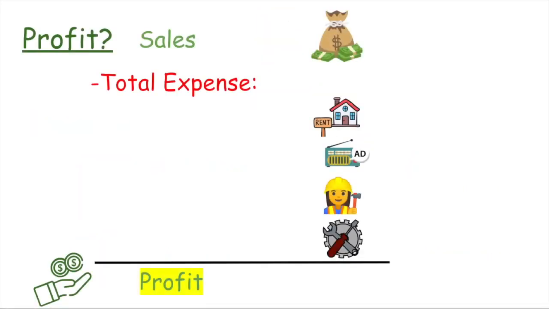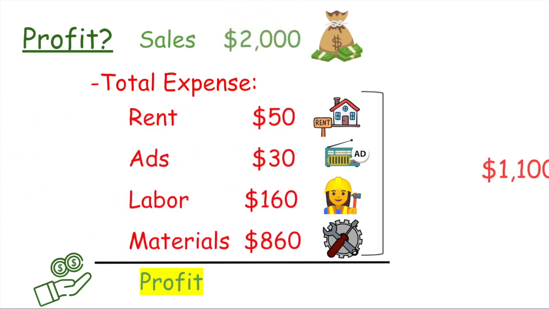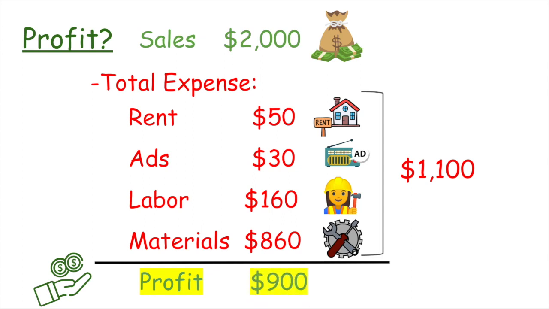So let's figure out the last step, which is going to be the profit. The profit is the money you've earned from the sales after taking off the total expense. So let's see over here, our sales are $2,000. Our total expense is going to be $1,100, which is the total of rent, ads, labor, and materials. So we are going to subtract $1,100 from the sales, $2,000, and the answer we are getting over here is $900. So the profit is going to be equal to $900.